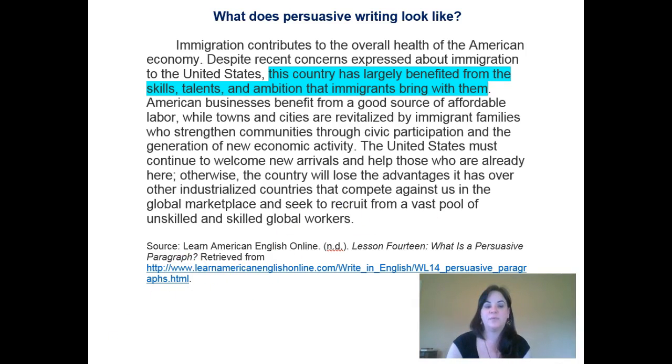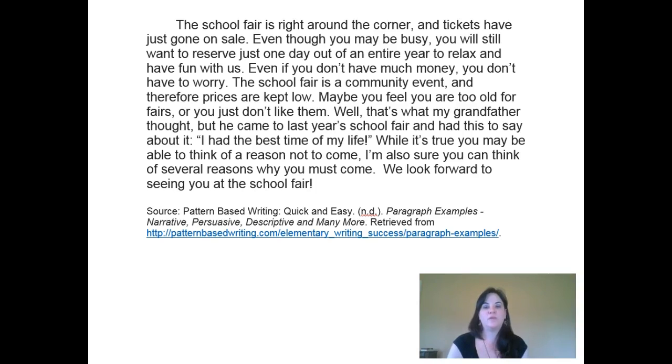Let's look at a second example. The school fair is right around the corner and tickets have just gone on sale. Even though you may be busy, you will still want to reserve just one day out of an entire year to relax and have fun with us. Even if you don't have much money, you don't have to worry. The school fair is a community event and therefore prices are kept low. Maybe you feel you are too old for fairs or you just don't like them. Well, that's what my grandfather thought, but he came to last year's school fair and had this to say about it. I had the best time of my life. While it's true you may be able to think of a reason not to come, I'm also sure you can think of several reasons why you must come. We look forward to seeing you at the school fair.